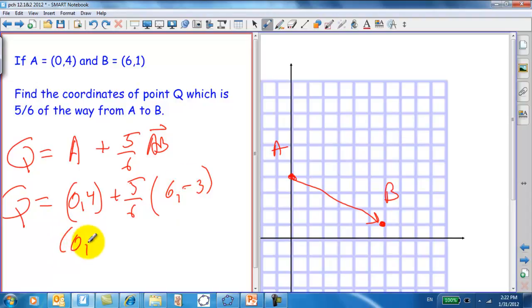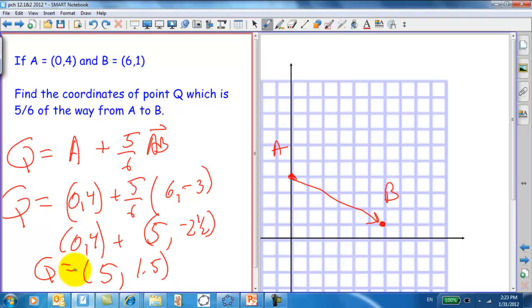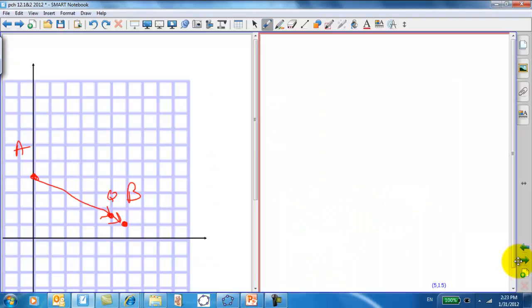So this is (0, 4) plus (5, -5/2), which is -2.5. So we get (5, 1.5) for our exact coordinates of Q. (5, 1.5), sure enough, that's the point Q. That's 5/6 of the way from A to B. Exactly.